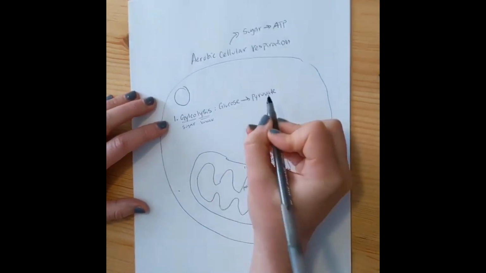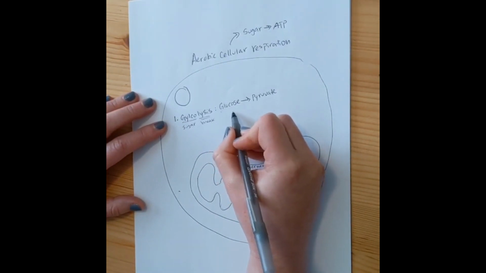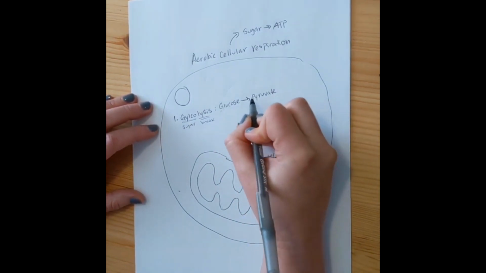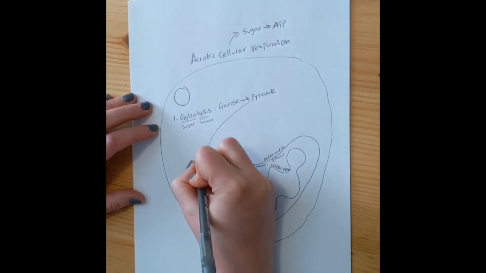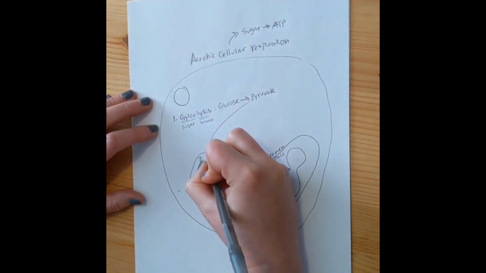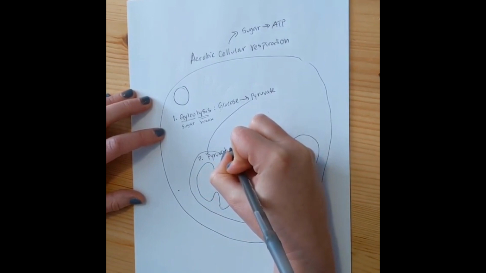Why did you do that? The answer is sugar has all sorts of cool energy in there, right? But it's too big for us to use. We have to break it into smaller bits. So pyruvate is small enough that it can go inside of your mitochondria, which is where step number 2 happens. Step number 2 is called pyruvate oxidation.